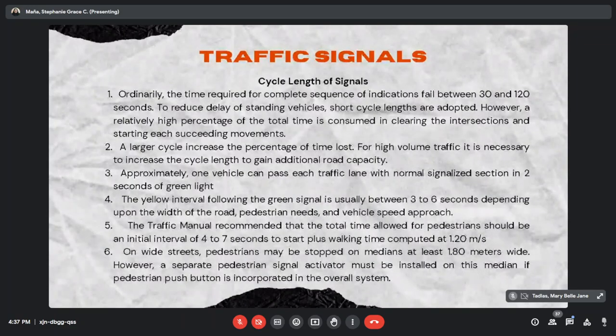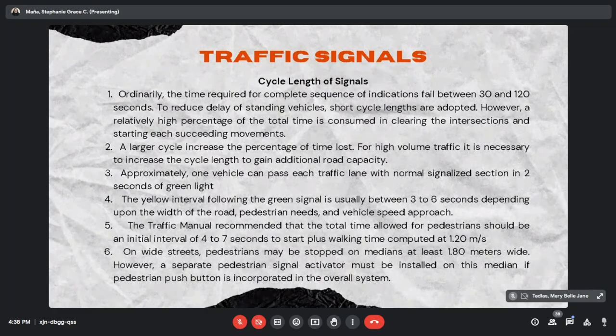A larger cycle increases the percentage of time lost. For high volume traffic, it is necessary to increase the cycle length to gain additional road capacity. Approximately, one vehicle can pass each traffic lane with a normal signalized section in 2 seconds of green light. The yellow interval following the green signal is usually between 3 to 6 seconds, depending upon the width of the road, pedestrian needs, and vehicle approach speed. So these intervals depend on factors: the width of the road, pedestrian needs, and the vehicle speed.